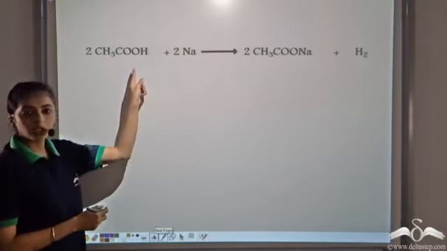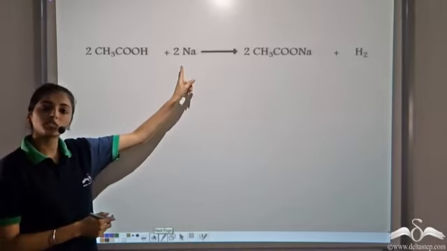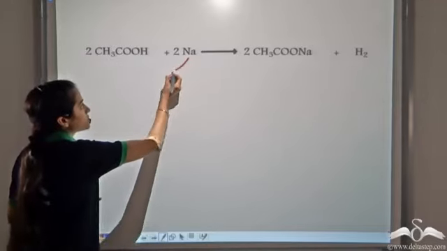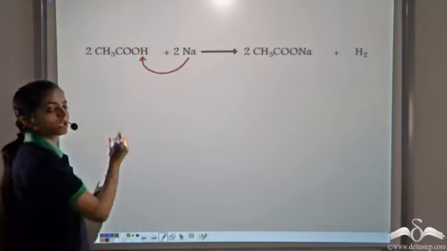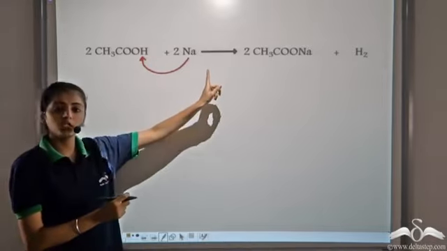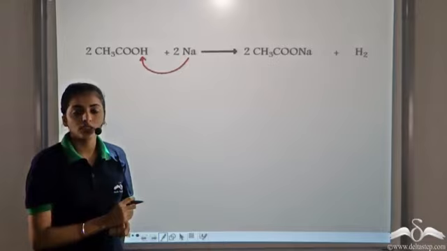Now, if we have any carboxylic acid, we make it react with sodium. We know sodium is an active metal. It substitutes the hydrogen atom from the carboxylic acid and takes up its place. So we get CH3COONa and hydrogen gas is released.